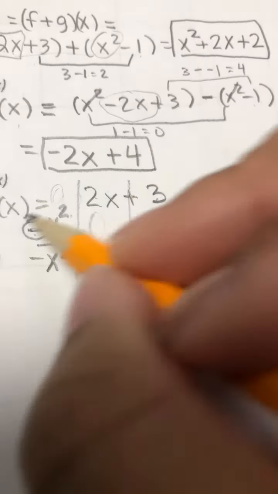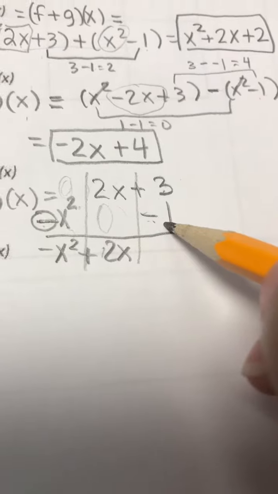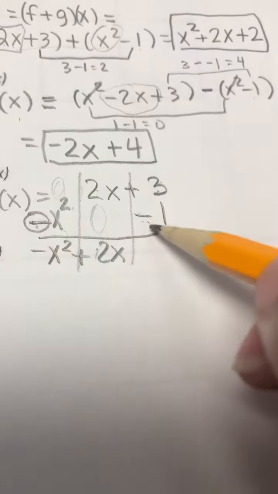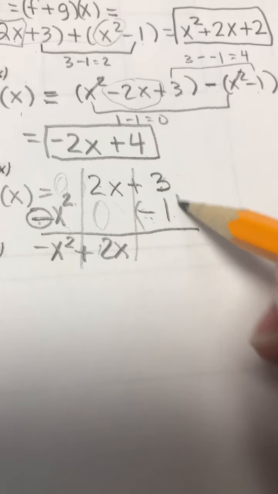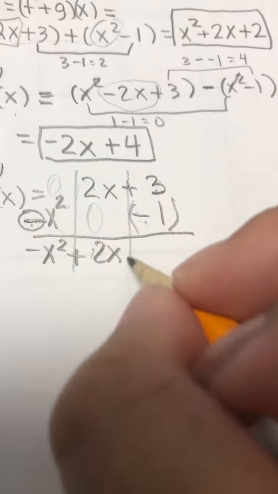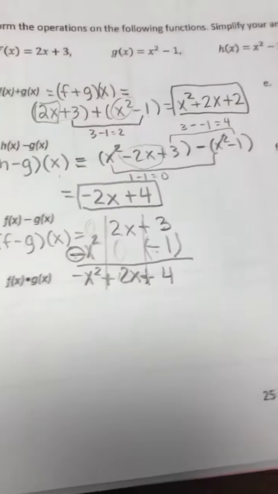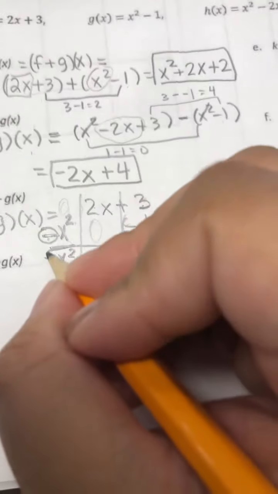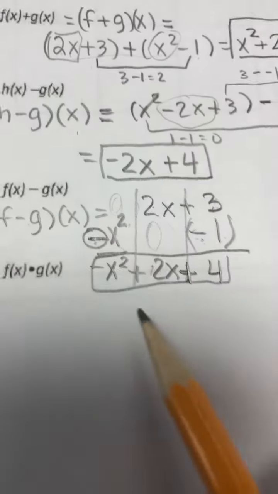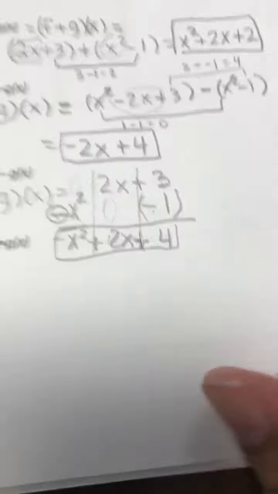And 3 minus negative 1. Notice, we're not doing 3 minus 1. It's 3 minus negative 1. So I could even put this in parentheses to show that it's negative. 3 minus negative 1 is 4. So my answer is negative x squared plus 2x plus 4.